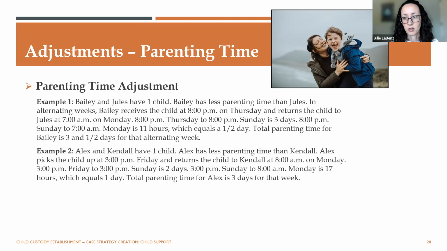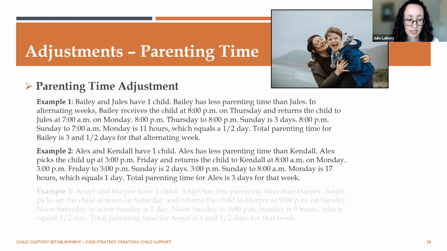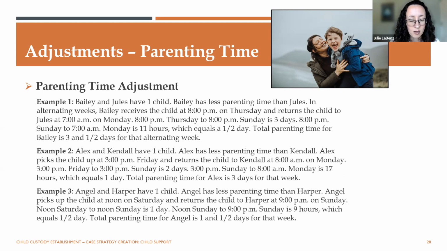Here's another example. Alex and Kendall have 1 child. Alex has less parenting time than Kendall. Alex picks the child up at 3 p.m. Friday and returns the child to Kendall at 8 a.m. on Monday. 3 p.m. Friday to 3 p.m. Sunday is 2 days. 3 p.m. Sunday to 8 a.m. Monday is 17 hours, which is a day. So that's 3 days.